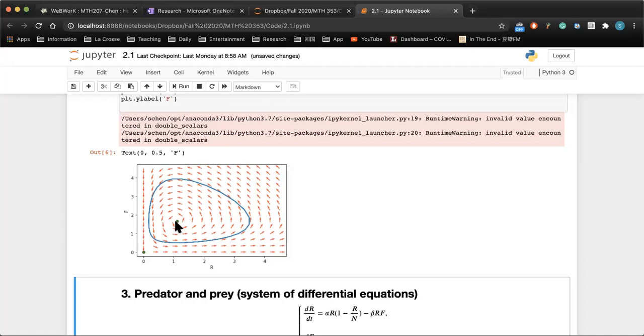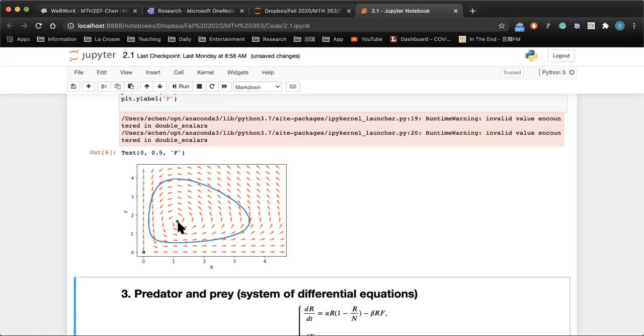Sounds good. So which solution are you going to get? It really depends on where your initial condition is. If your initial condition is here, you follow this blue curve. If your initial condition is inside, you follow a smaller cycle. If your initial condition is the equilibrium point, you stay there and never change.